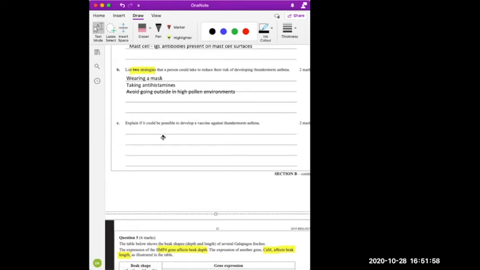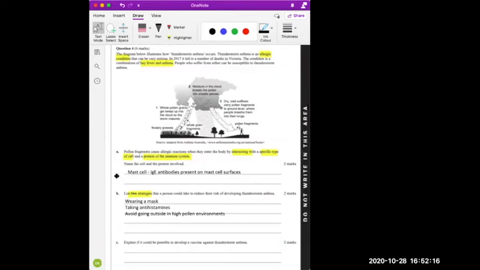Okay, explain if it could be possible to develop a vaccine against thunderstorm asthma. So this is an interesting question, and this is the question that a lot of people got wrong. It's 2 marks, 54% of students got 0. So what you need to realize is allergens are different to pathogens, right? Pathogens come at the detriment to a host. They're going to cause disease, whereas allergens are things that are mistakenly identified as being non-self or dangerous to the body.